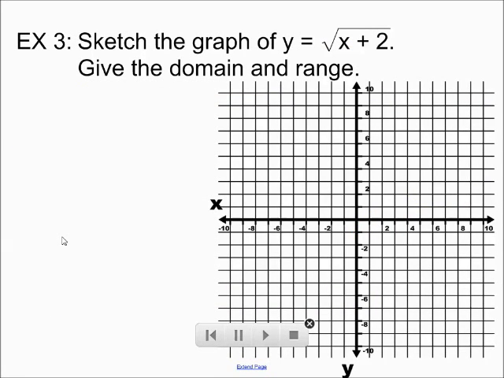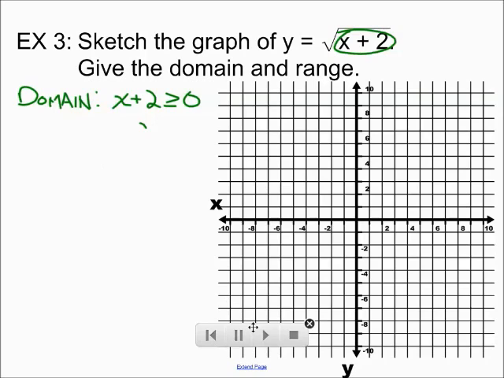All right, let's do another one. This one is slightly different again, because the inside of the radical has a little bit more going on there. So our domain this time is actually x plus 2 has got to be greater than or equal to 0. Again, you can't take a square root of a negative number, so this entire quantity has got to be greater than or equal to 0.